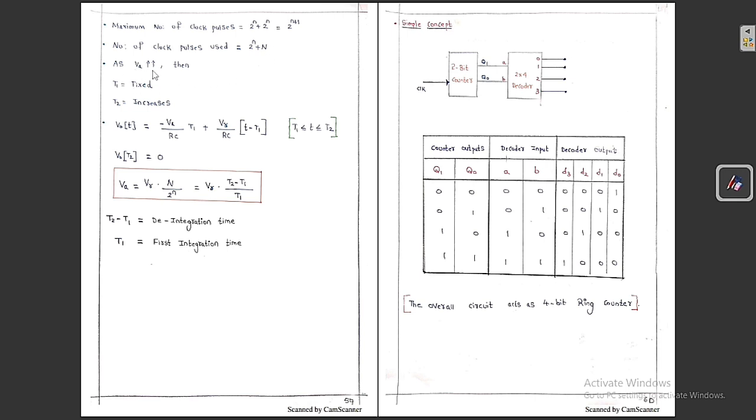As VA increases, then what is going to happen? As VA increases, T1 is always fixed, because T1 depends only on the clock pulse, whereas T2 is going to increase because the peak value increases, so therefore T2 also increases.